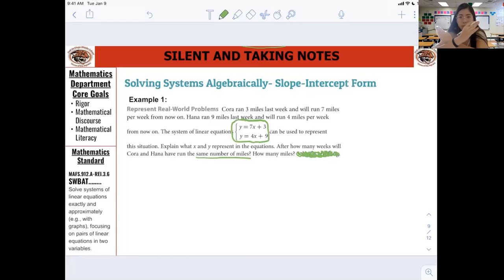Intersect. Where they meet, where they intersect, right? But since I don't have a graph, I'm going to try some algebra. Now I want them to be the same. That's the key word. We want them to be the same.